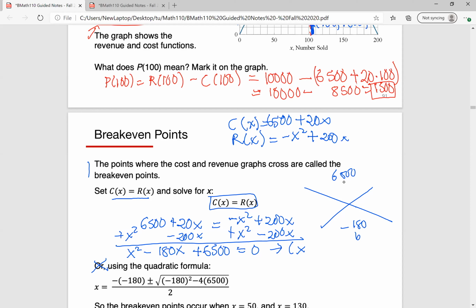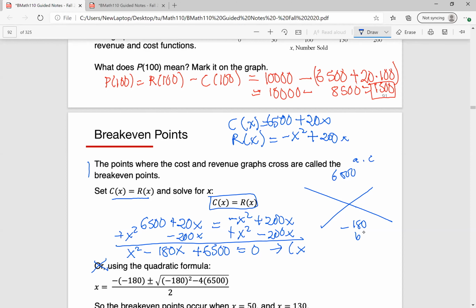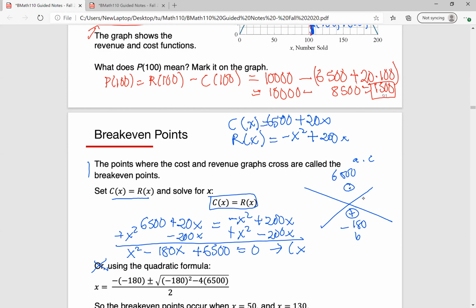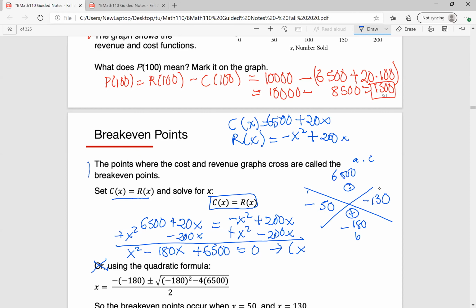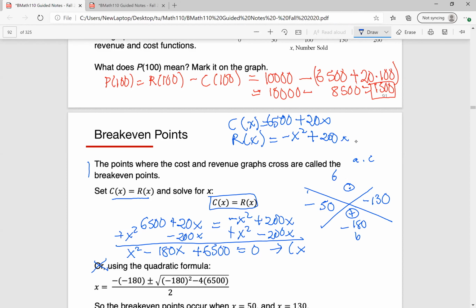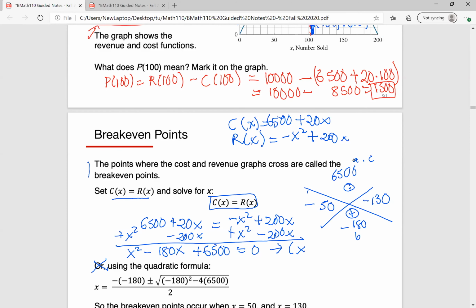So here's B, here's A times C, right? And then you're going to find two numbers that multiply to 6,500 and add to negative 180. So that should be negative 50 and negative 130. And you can try to multiply that to see if it equals 6,500, but I'm pretty sure it does.